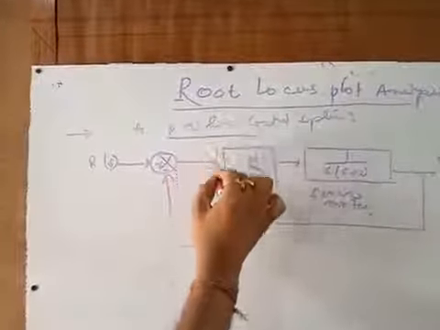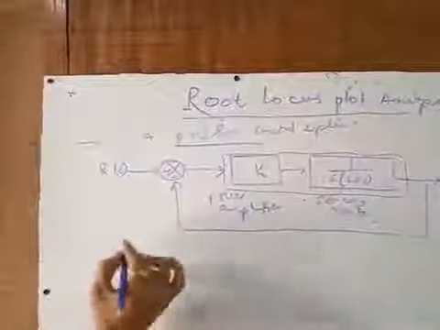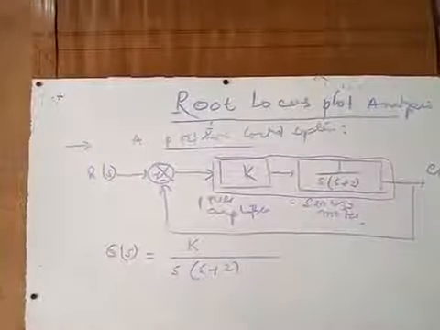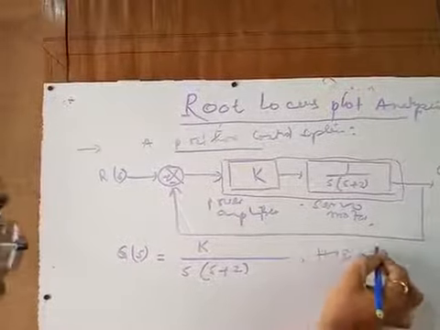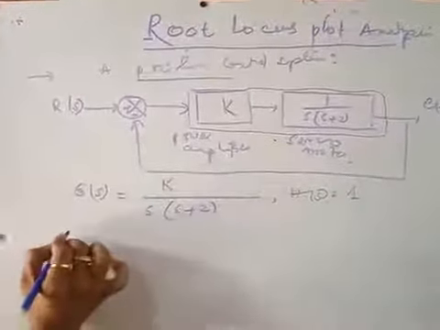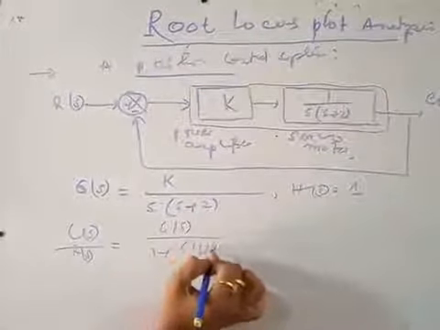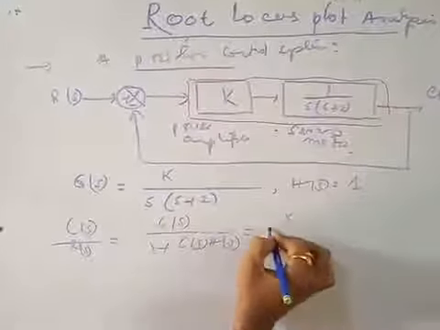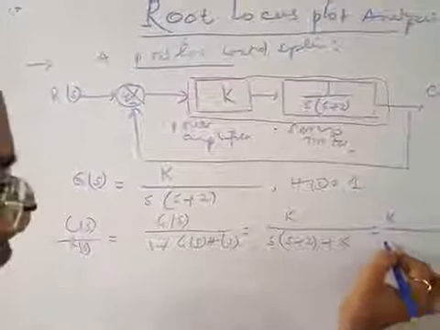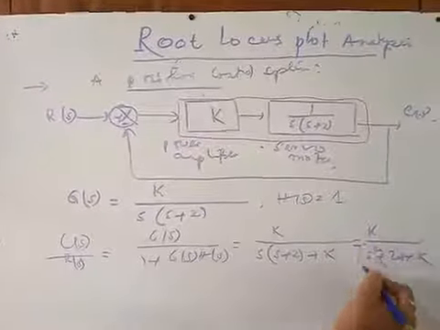Now this is your forward path transfer function. So you know all about this forward path transfer function. Now you can write G(s) equal to K into 1 over s into (s plus 2). This is just the multiplication, and H(s) here is equal to 1, that is your unity feedback. Once you get the closed loop transfer function from the open loop transfer function, C(s) by R(s) will be simply G(s) by 1 plus G(s) into H(s). So this is actually K over s into (s plus 2) plus K, that means K over s squared plus 2s plus K. So s squared plus 2s plus K is the characteristic equation.